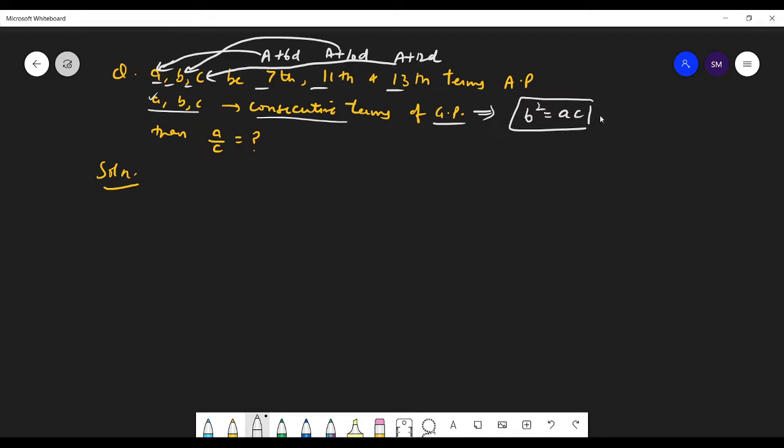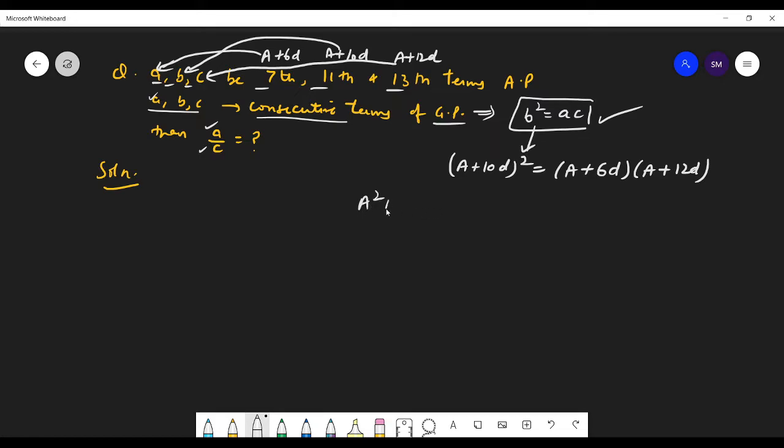So put these values here, students, in GP. What do you get? B is equals to A plus 10D, the whole square, equals to A plus 6D into A plus 12D. Very good. Come on, solve it out. So you have to tell the A to C ratio, so you can find the value of it. Solve it out, what are you going to get.